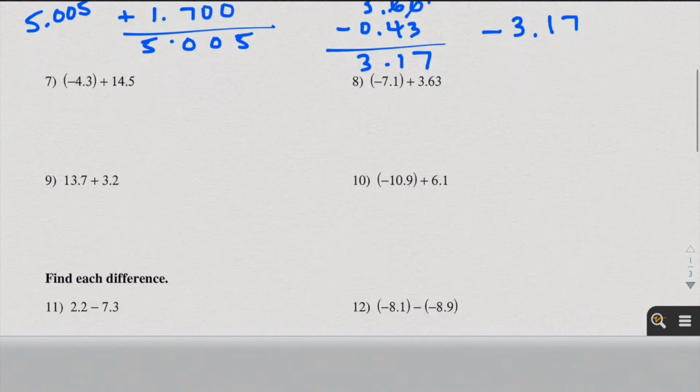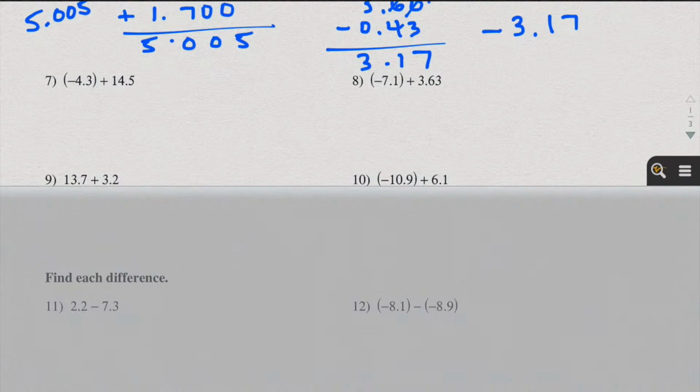Okay, number 7. Negative 4.3 plus 14.5. Again, because the signs are different, we want to find the difference between the two. So we're going to do 14.5 minus 4.3. When we subtract those, we get 10.2.